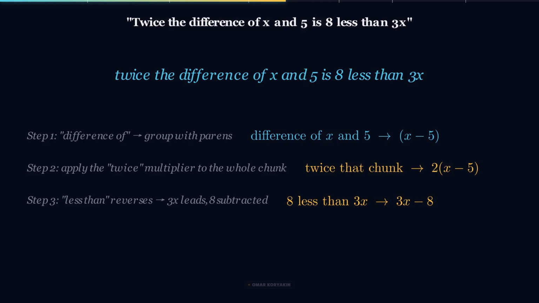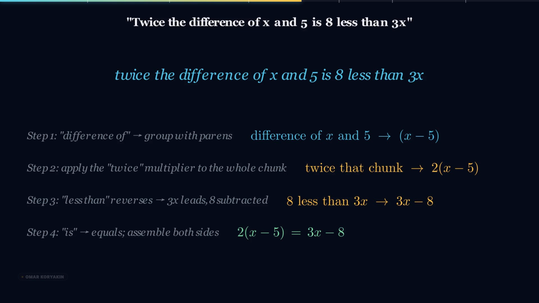Step 3. Parse the right side. The phrase 8 less than 3x is an order flip pattern. Less than reverses, so the algebra is 3x minus 8, with 3x leading and 8 subtracted from it. The right side of the equation is now 3x minus 8, and the word is at the center of the sentence becomes the equals sign joining the two sides. Step 4. Assemble the full equation. 2 times parentheses x minus 5 parentheses equals 3x minus 8.